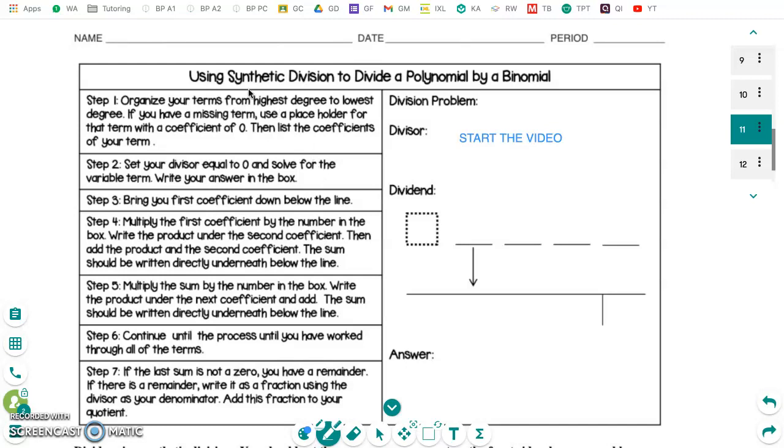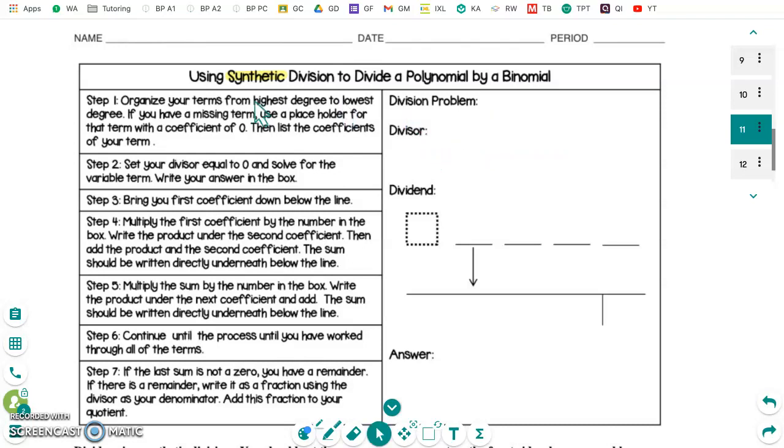Okay, so what we're going to be talking about today is synthetic division. This right here, that's the name of it. Synthetic sort of means artificial, so it's kind of an artificial way to divide. I can erase this now.